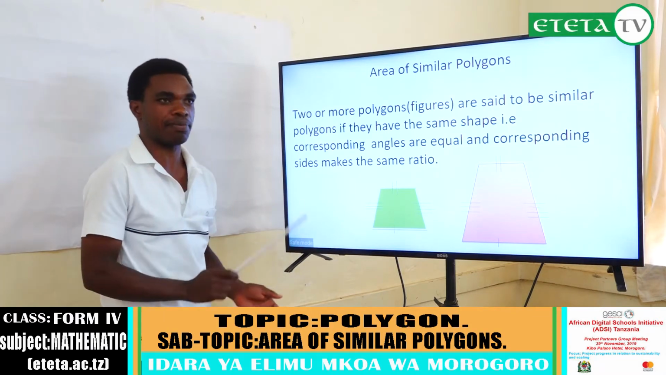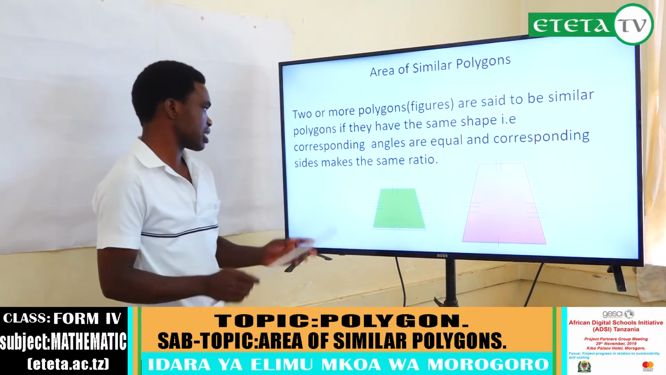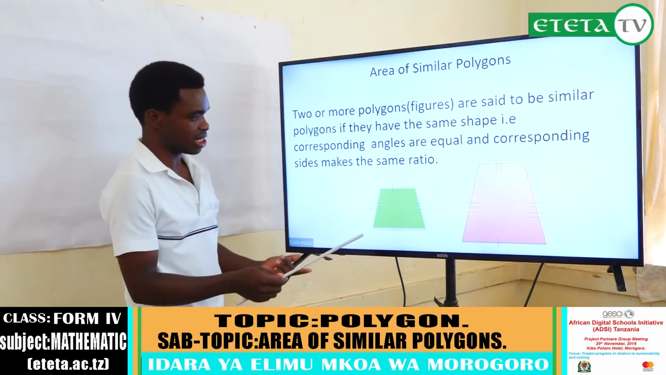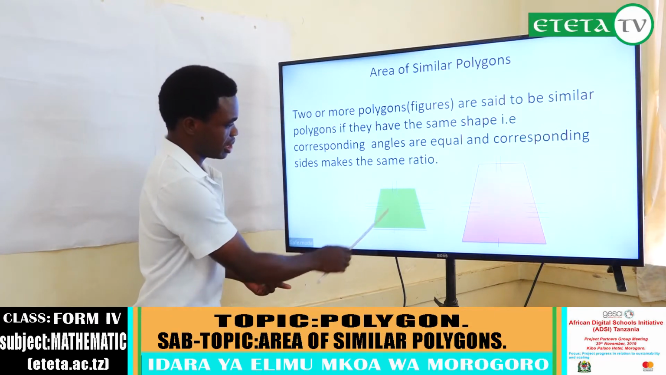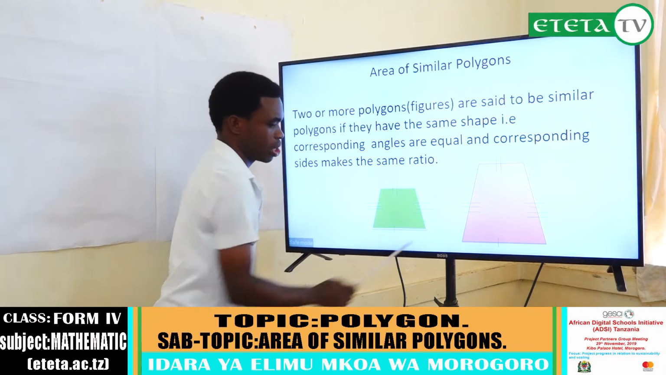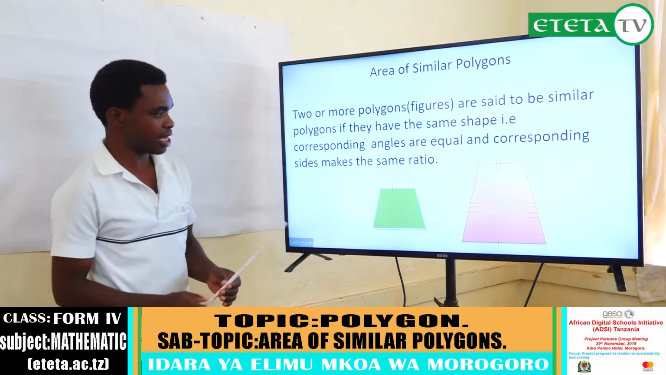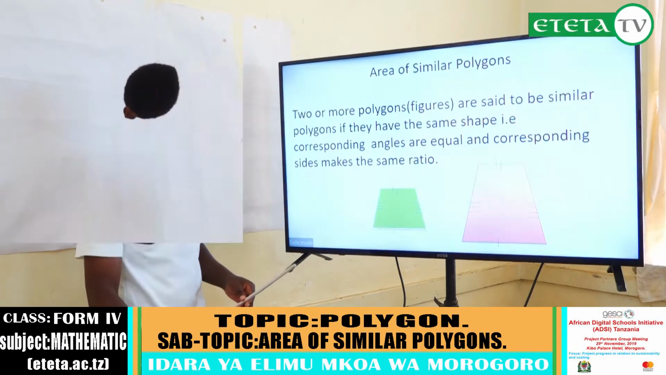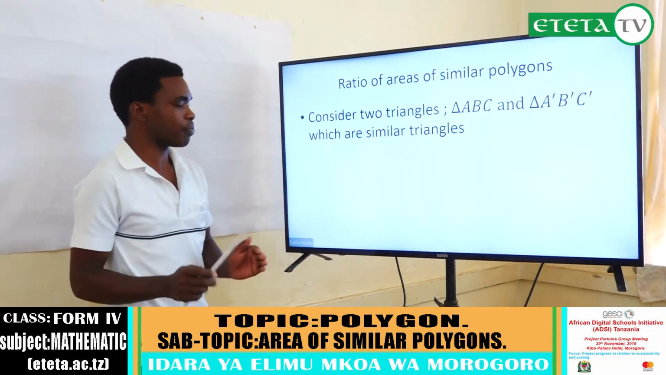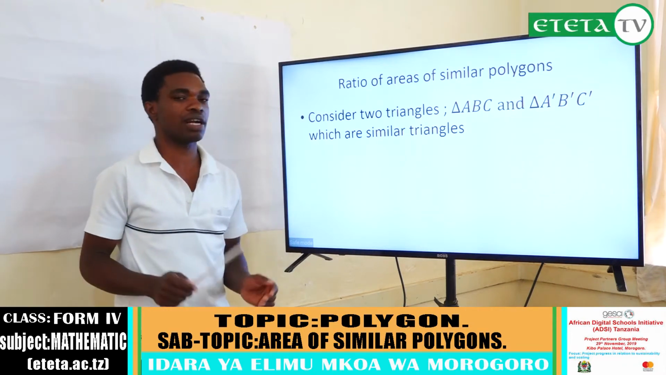They are called similar trapezium. Because we are discussing polygons, these are one of the similar polygons. Why so? Because they have the same shape. Observing this one and this one, and again this one and this one, they are the same. Therefore, the two trapezium are similar figures. But as we said, our concern is the area of similar polygons, and our main concern is the ratio of areas of similar polygons.